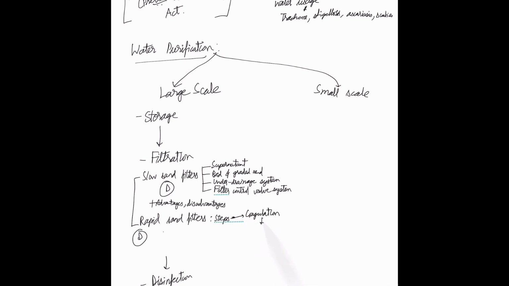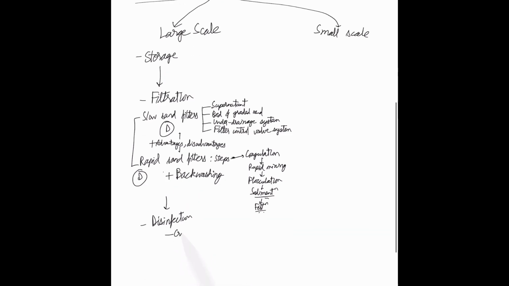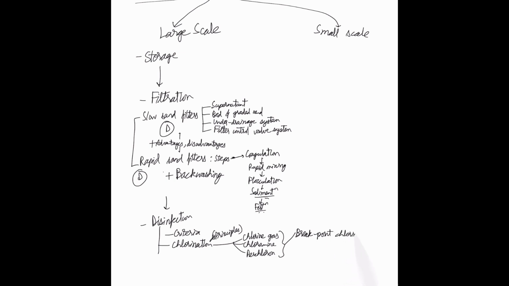And the steps in rapid sand filtration, which involve coagulation, rapid mixing, flocculation, sedimentation, and filtration, plus a short note on what is backwashing. Then we learn about what's disinfection, the criteria for disinfection of water, and the various measures like chlorination, ozonation, and membrane processes. So we also have the principles of chlorination and various methods of chlorination by using chlorine gas, chloramine, or perchloron. And then we also learn what is breakpoint chlorination and superchlorination. And to test the adequacy of chlorination, we have orthotolidine and orthotolidine arsenite tests.